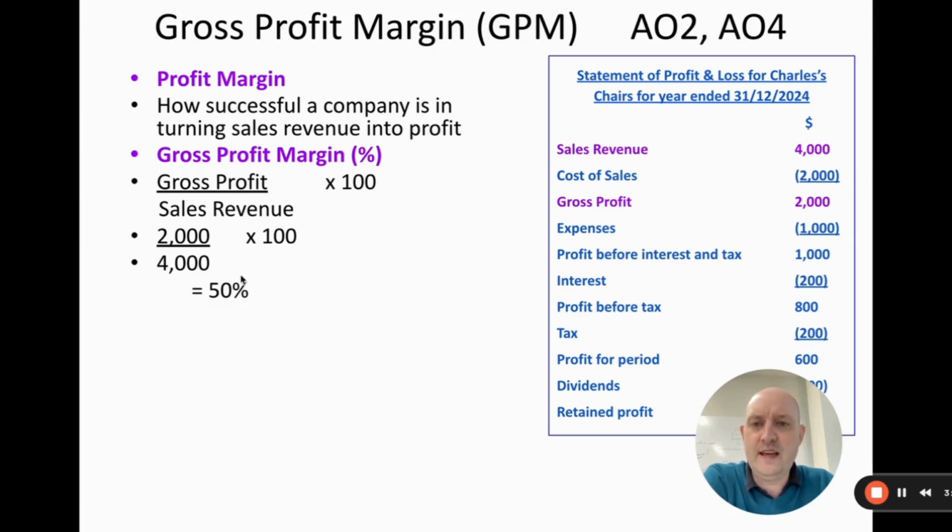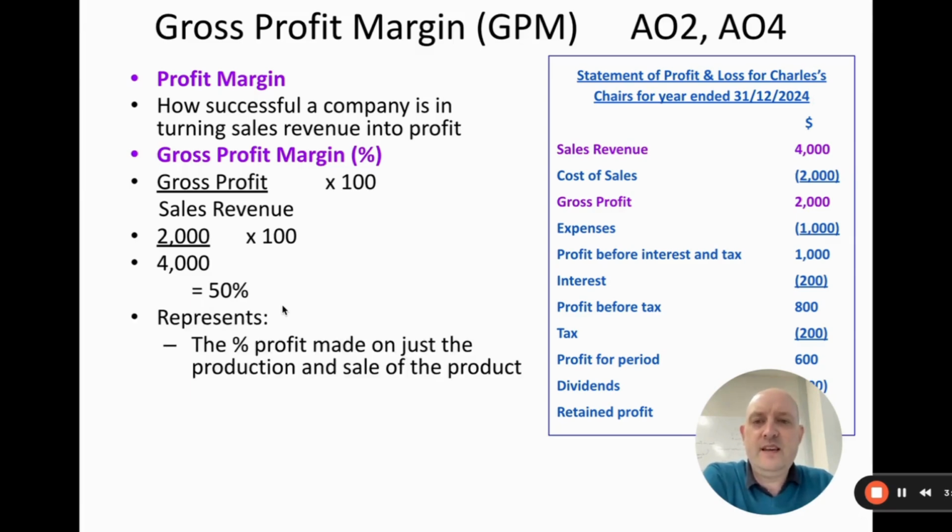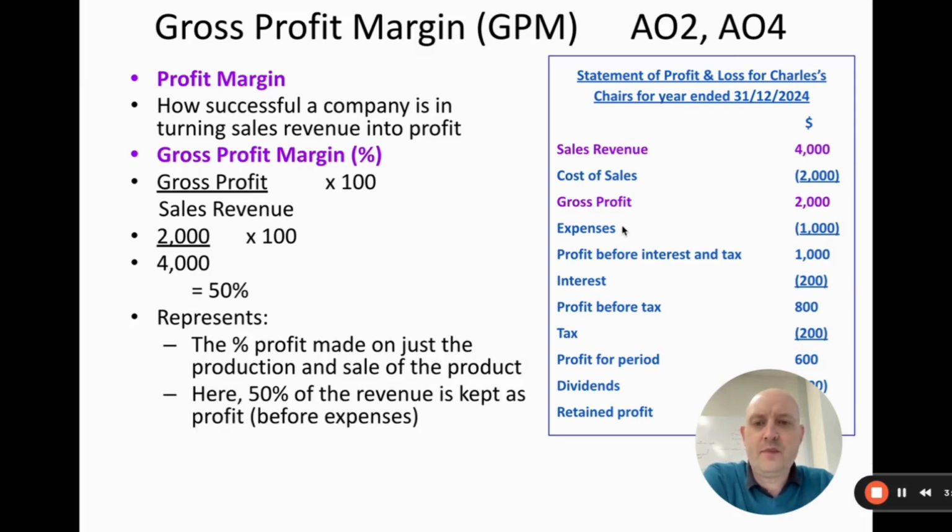The important thing here is that profit margins are percentages. This percentage represents the profit made on just the production and sale of the product, so we're not considering expenses yet. We'll do that in a minute. In this situation, 50% of the revenue is kept as profit. The numbers are quite nice: half of the revenue is kept as profit, and therefore the profit margin is 50%.